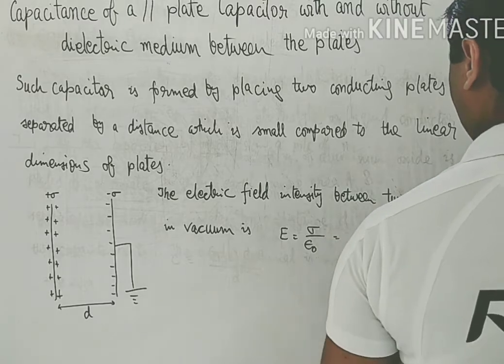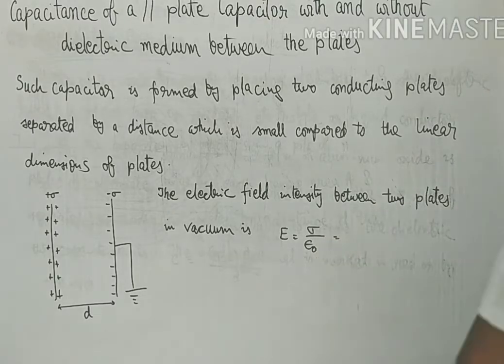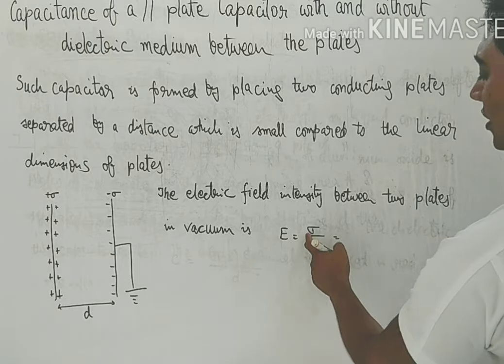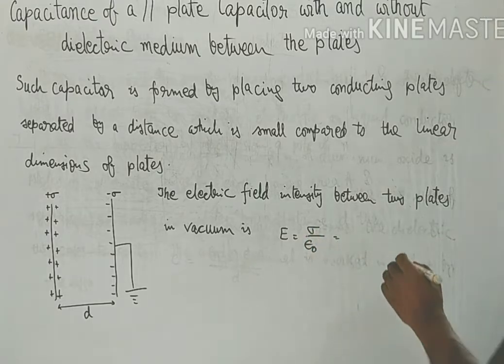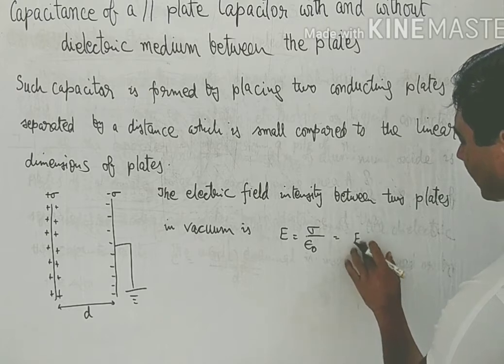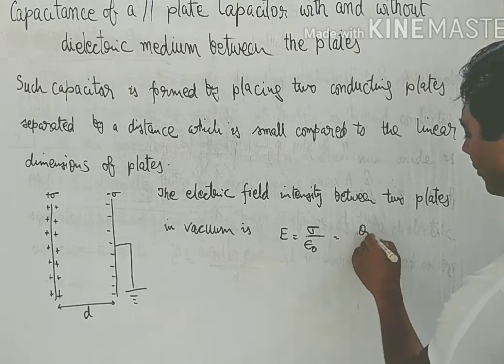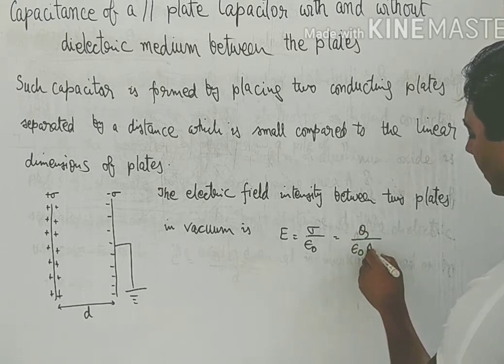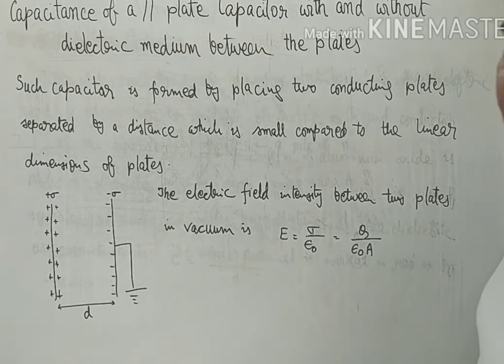Now the surface charge density sigma can be written as Q by A. So we may have this as Q upon epsilon naught A. This is the electric field intensity.